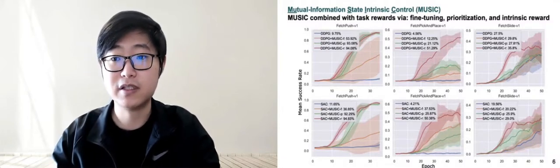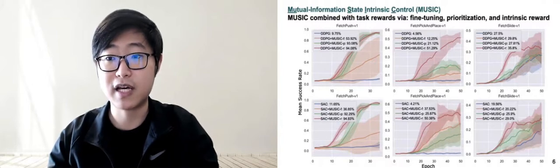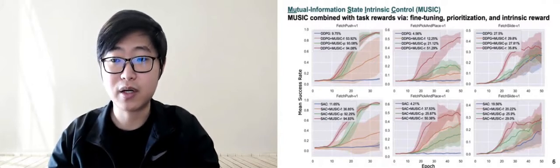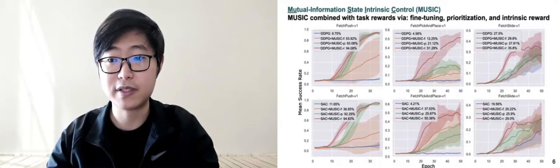The third variant is the intrinsic reward. In this variant, we add the intrinsic reward on top of the task reward. This intrinsic reward can help the agent to explore states which have high mutual information with its own state.